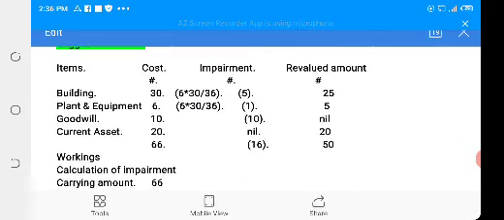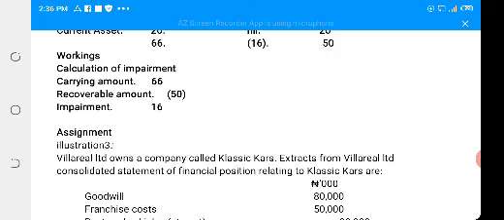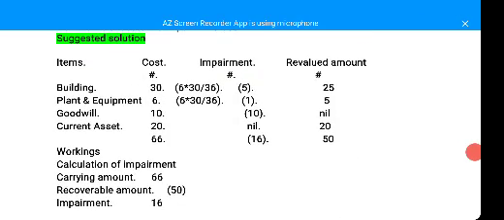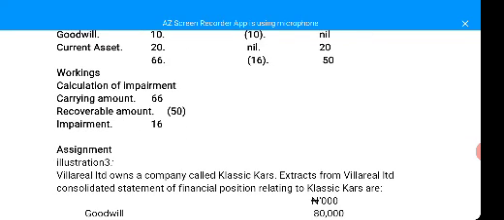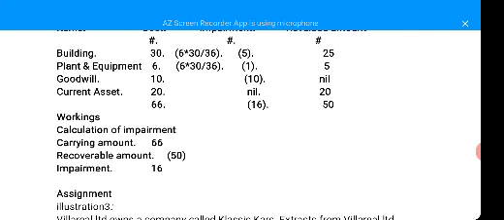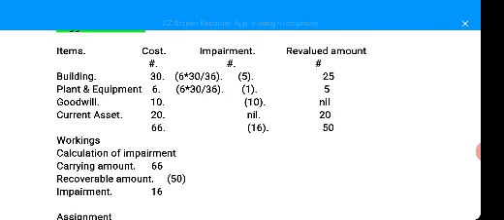Now, how do we allocate this 16 million, which is the impairment? Firstly, we said it goes to goodwill. So we remove goodwill by 10 million. The revalued amount of goodwill is now nil, so no more goodwill. When you remove 10 million from 16 million, you have 6 million. Now the 6 million will be allocated proportionately to building and plant and equipment, so not to the current assets.